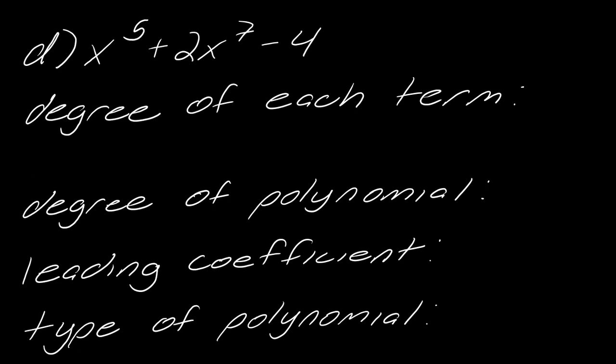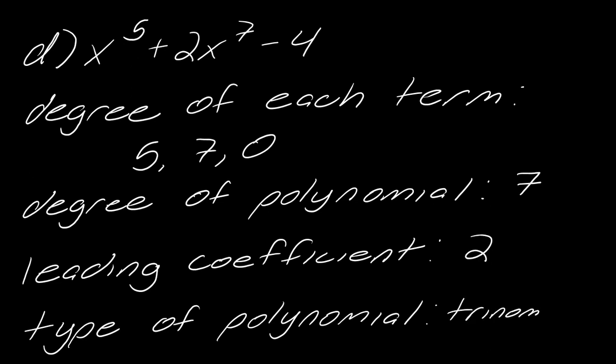Okay, so moving on to this next one. Again, if you're looking for practice, you can just pause here and then hit play when you're ready. So the degree of each term in this case will be 5, 7, and then the degree of negative 4 would be 0. So the degree of the polynomial will be 7. So if I look at this 2x to the 7th, there's that 2 right there. So the leading coefficient is 2, and there are 3 terms, so this is a trinomial.